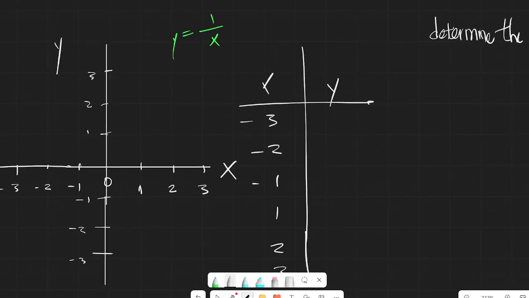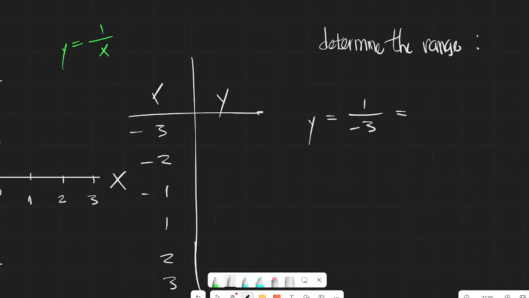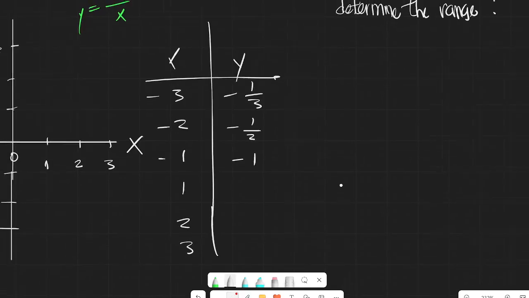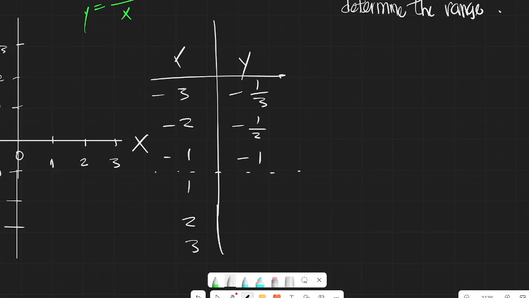So if we plug in y equals 1 over negative 3, well, that just equals negative 1/3, right? And so we can just write that in right there. What about 1 over negative 2? Well, that's just negative 1/2. Similarly, this is negative 1. And then you'll notice that right here, it kind of mirrors itself, and this is just for this function. This isn't for all functions, but I'm just going to write 1, 1/2, and 1/3.